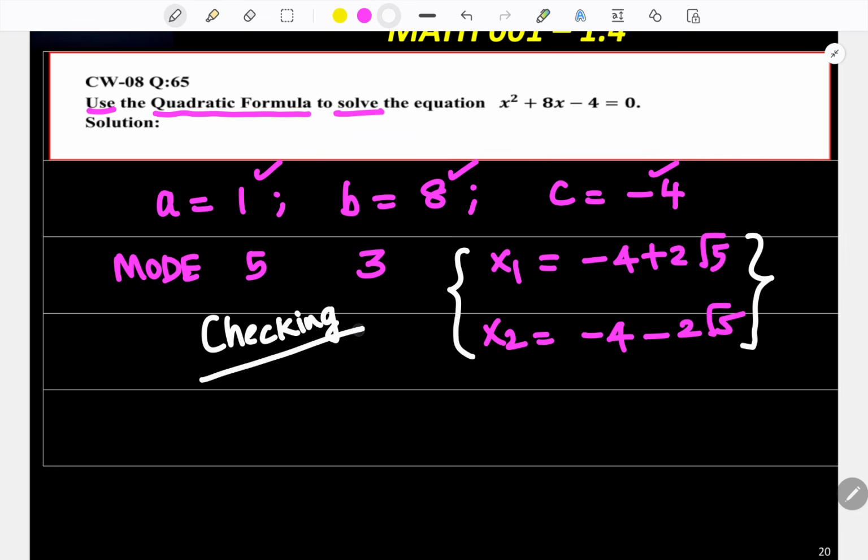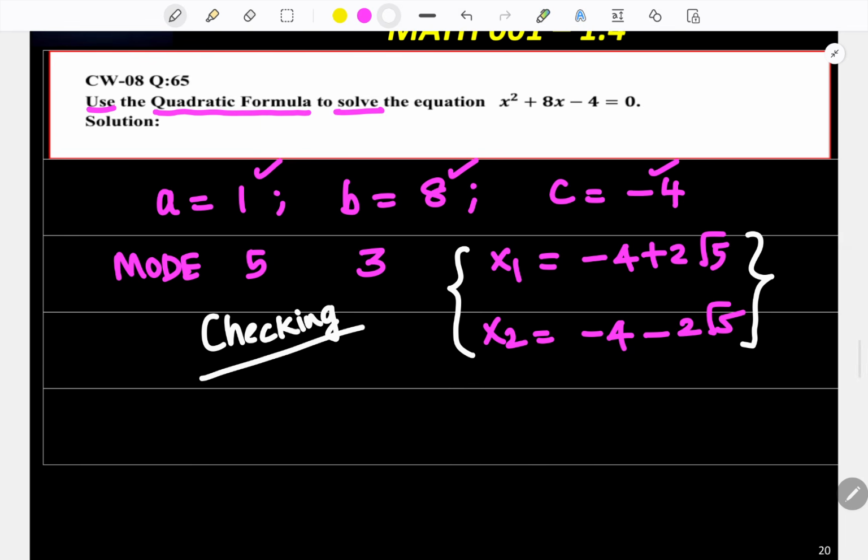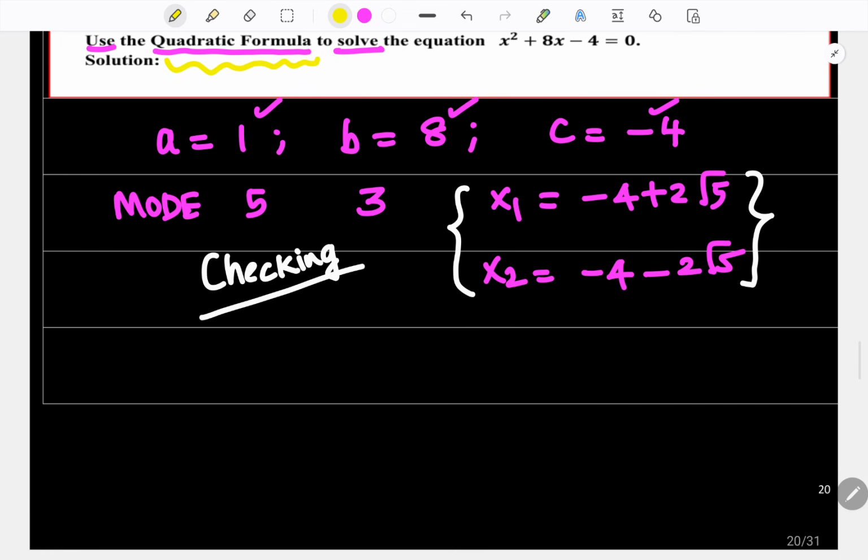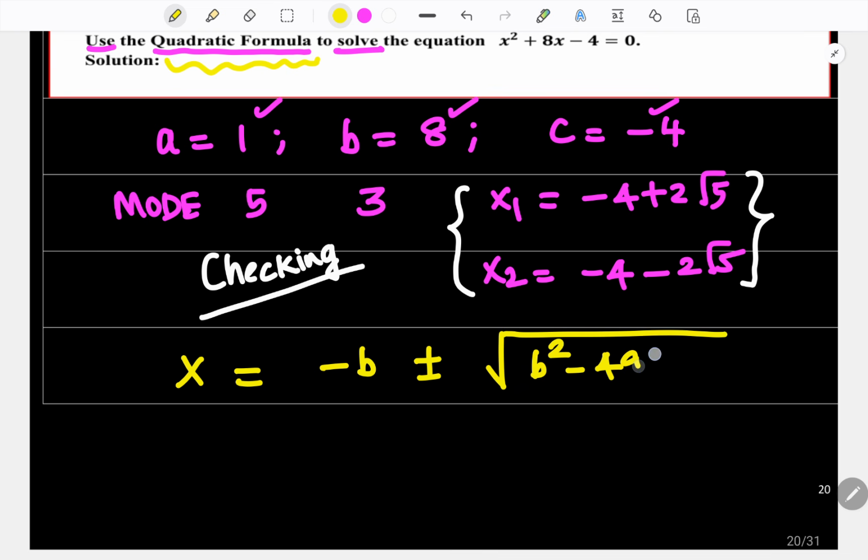Don't write this answer in the exam. You will not get the full mark. Because why? The question is quadratic formula. Right. So okay, let's start. So what is the formula? x equals minus b plus or minus square root of b square minus 4ac divided by 2a.